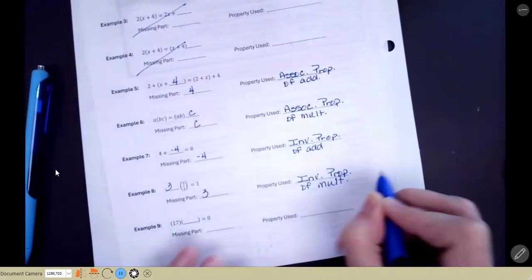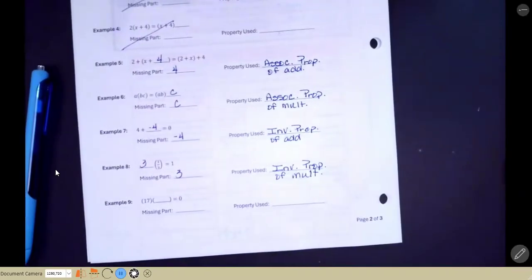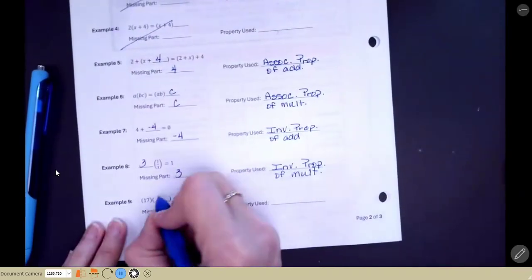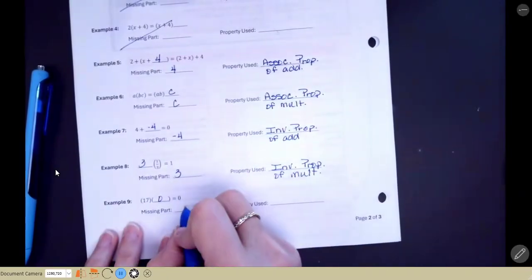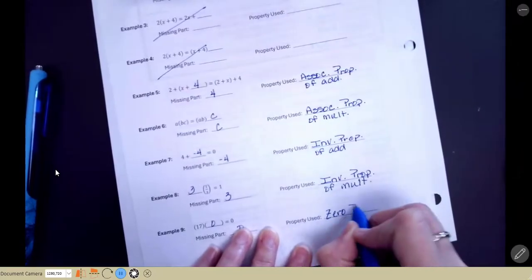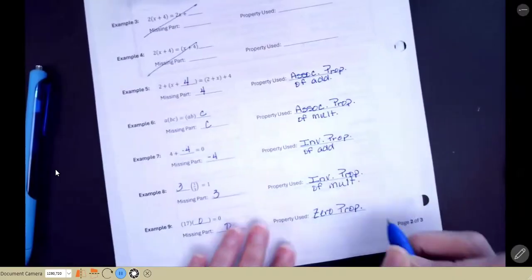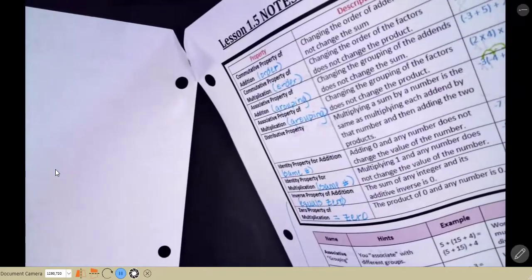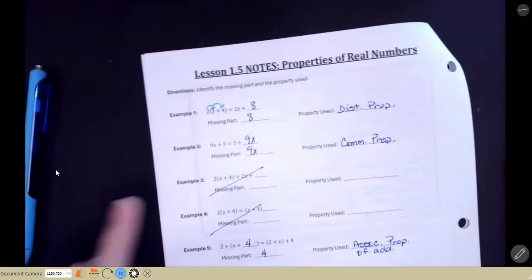And then the last one, 17 times what equals 0? 0. So 0 is the missing part. What is the, yep, 0 property of multiplication, or just 0 property. Now we didn't do any of the identity properties, so don't forget some of those might be on the homework. Okay. All right. That's probably what these two were supposed to be up here.